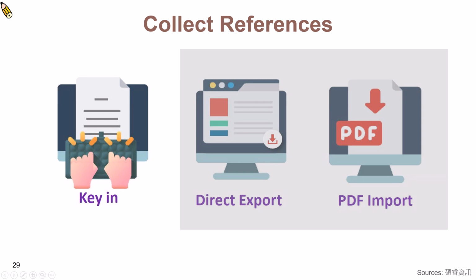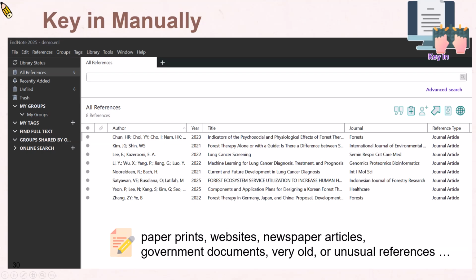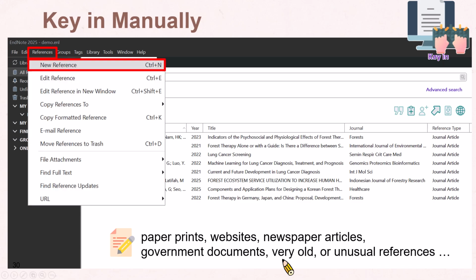The first method is keying manually. Sometimes we need to add a reference manually, such as a paper print, website, newspaper article, government document, or very old or unusual reference. Click References on the toolbar, then New Reference. You can also use the hotkey there.